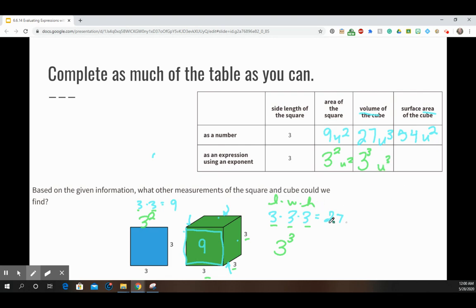And now for that surface area, I found the area of this square here using 3 times 3, and I know that's the same as 3 squared. And then I multiplied it by 6 because there's 6 faces. So 3 squared times 6 units squared. Okay. Go ahead and jot down anything you want from this slide. When you're ready, press play. We'll move on.